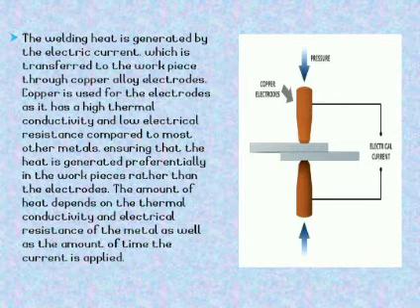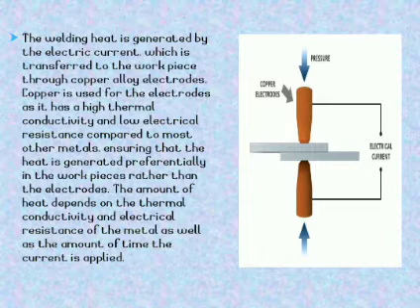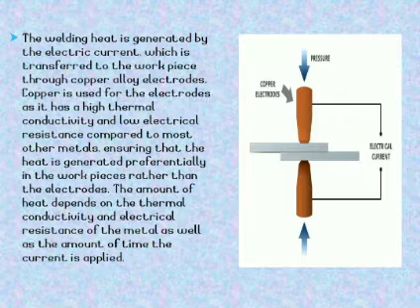The welding heat is generated by the electric current, which is transferred to the workpiece through the copper alloy electrodes. Copper is used for the electrodes as it has a high thermal conductivity and low electrical resistance compared to most other metals, ensuring that the heat is generated preferentially in the workpieces rather than the electrodes. The amount of heat depends on the thermal conductivity and electrical resistance of the metal as well as the amount of time the current is applied.